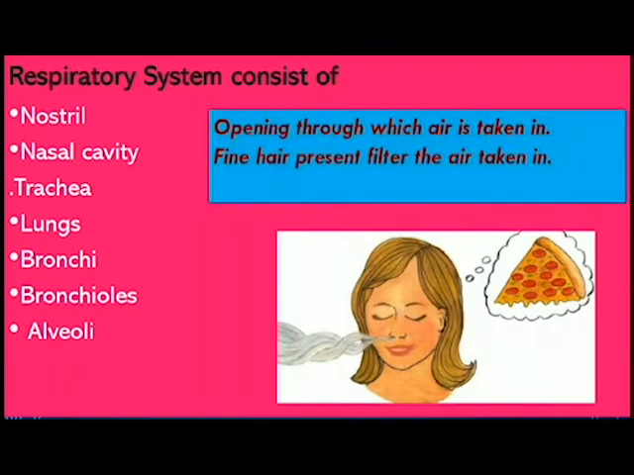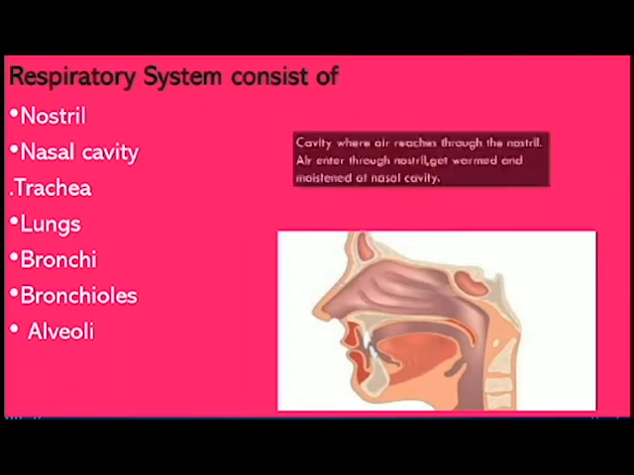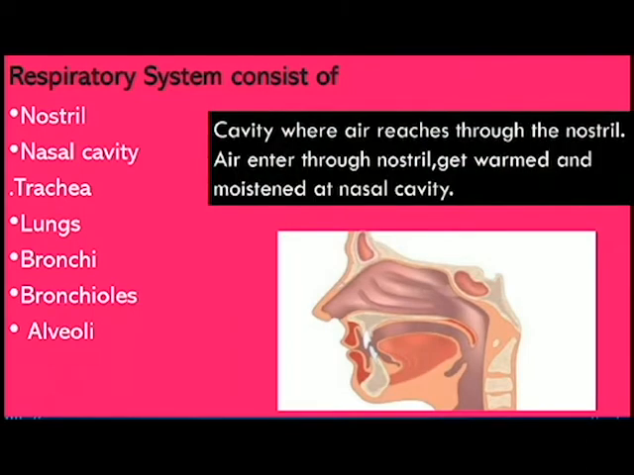So children, the opening through which air is taken in is the nostril. Our nose has two holes which are called nostrils, and the fine hair present filters the air taken in. Our nasal cavity is where air reaches through the nostril, and the air gets warmed and moistened in the nasal cavity.